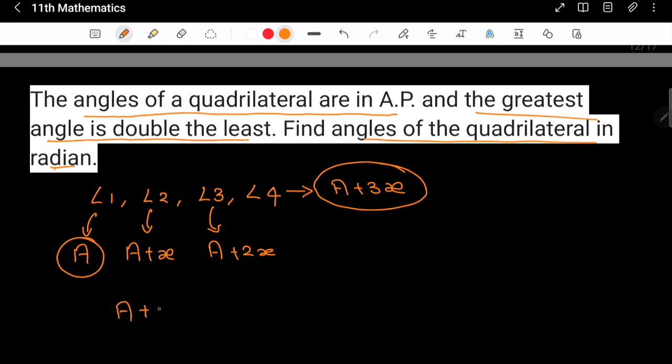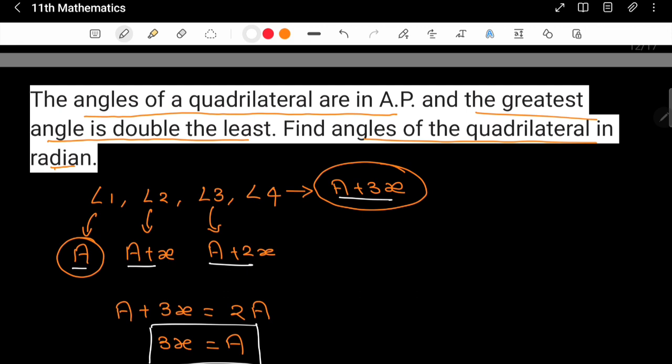So, according to that condition, A plus 3x is equal to twice A. And from that we have 3x is equal to A. So we have got a relation between x and A: 3x is equal to A. Fine. And these are the angles: A, A plus x, A plus 2x and A plus 3x.